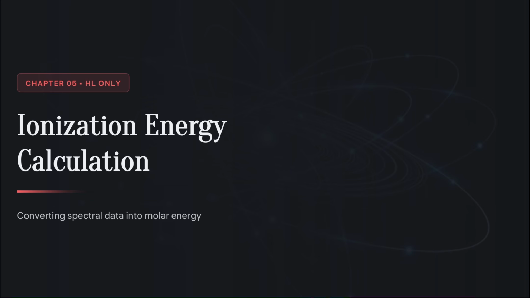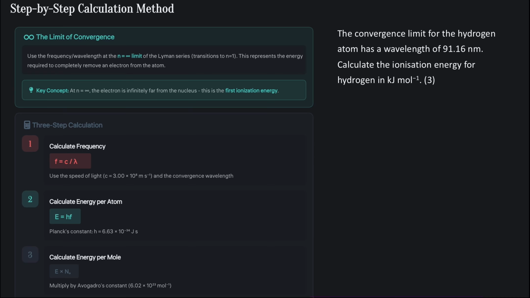Now, we're going to use the two fundamental equations, along with some others, to answer a question. So it says here, the convergence limit for the hydrogen atom has a wavelength of 91.16 nanometers. Calculate the ionization energy for hydrogen in kilojoules per mole. Highlight the units first, okay? The first equation that we're going to use is c = fλ. And we're going to rearrange this to find frequency: f = c/λ.